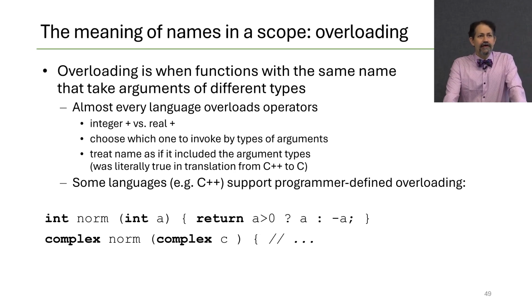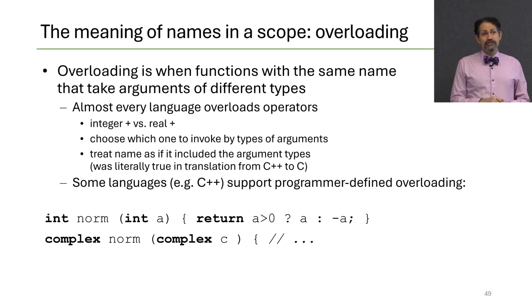Typically, we implement overloading by treating the name as if it included the argument types. And in fact, in the early days of C++, which supported overloading, C++ was translated to C, which did not have overloading at the time. And so the C++ compiler at that time literally added the argument types to the end of the name in a technique called mangling in order to support calls that were explicitly to one version of the overloaded function or another version of the overloaded function. The idea is that the type checker can tell what the types of things are and therefore which function to call.